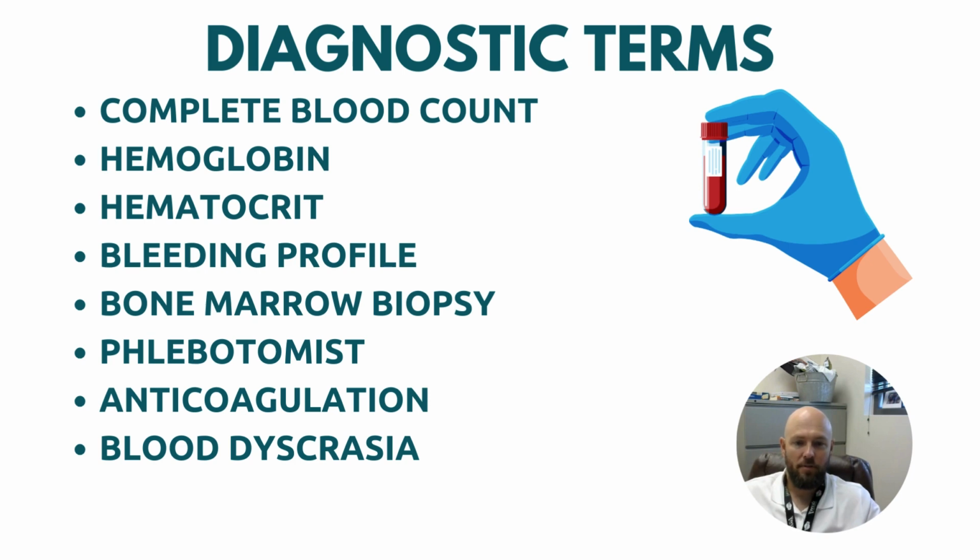Bleeding profile. A bleeding profile is a series of tests like a PTT, APTT, INR that determine how long it takes for your blood to clot. Bone marrow biopsy is a test where they use a needle to aspirate a solid portion of your bone marrow, typically in your hip, your iliac, and they can detect diseases and disorders of the blood or the bone marrow or certain cancers. A phlebotomist is a person who draws blood. Anticoagulation is a therapy we give to slow down the time it takes to form a blood clot. And blood dyscrasias are any abnormal condition or pathophysiologic disease process of the blood.